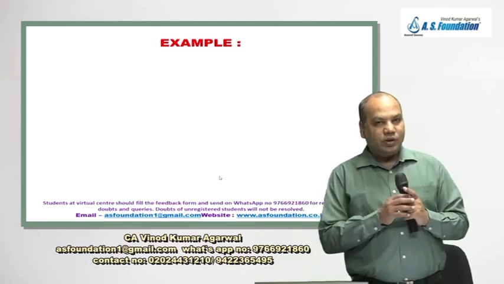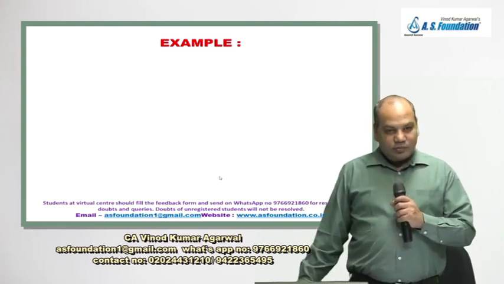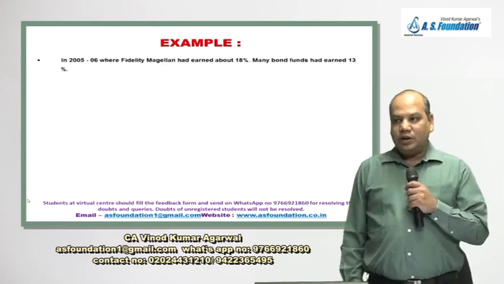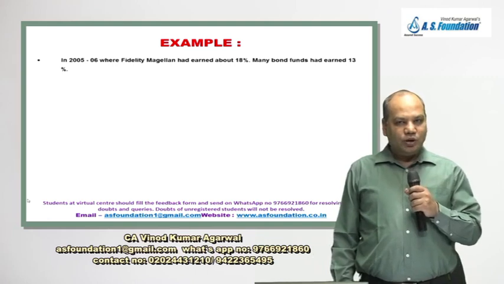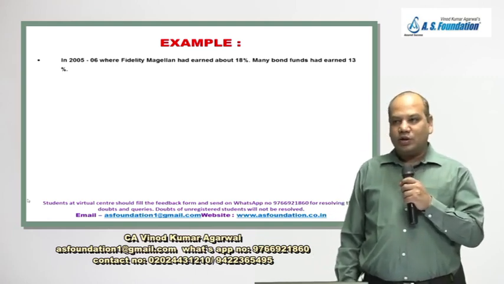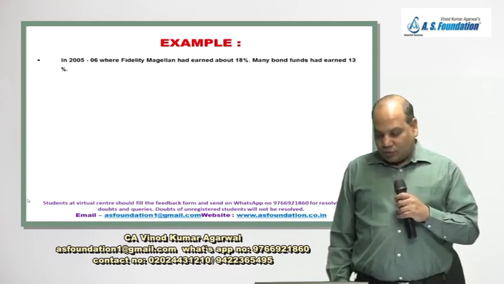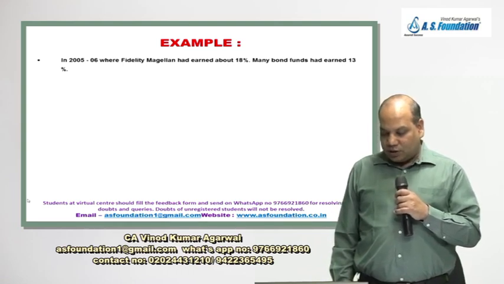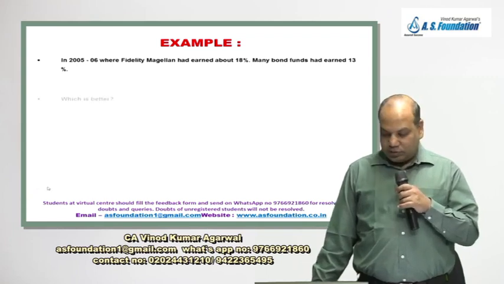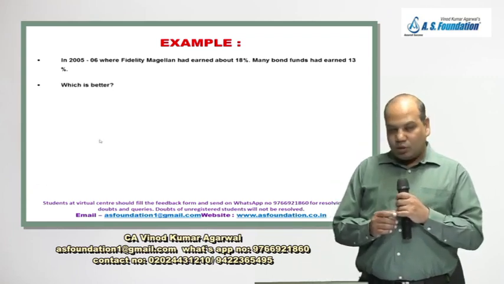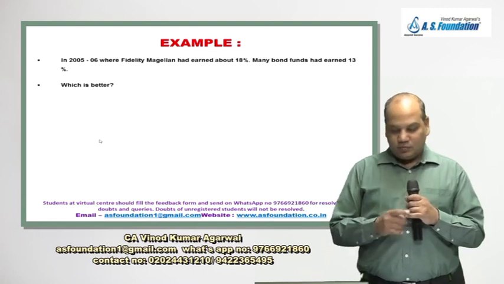So these are the questions, they will test your intelligence. One example is printed here, why we should not compare only the returns. This example tells you why we should not compare only the returns to evaluate the performance. We should also take into consideration the risk involved. So in 2005-6, Fidelity Magellan had earned about 18%, many bond funds had earned 13%. So can we conclude that Fidelity Magellan is a better performer? The answer is no.